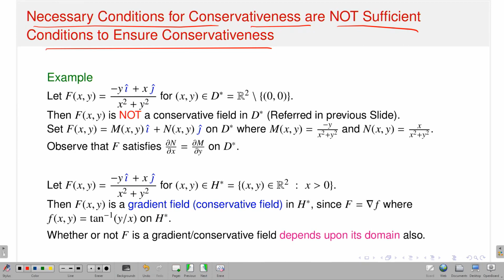What is the example? So, this first example, capital F at the point (x, y). I think this vector field you have already seen in my last couple of slides. It is minus y i cap plus x j cap divided by x square plus y square, but now look at the domain, the domain is the punctured plane. So, that means I am taking out the origin from R2. Now, this is not a conservative vector field in D star.